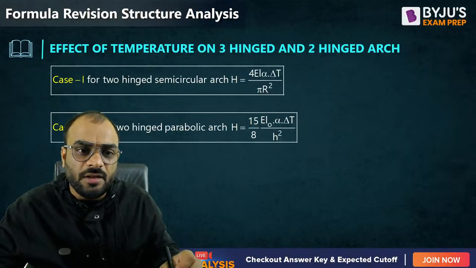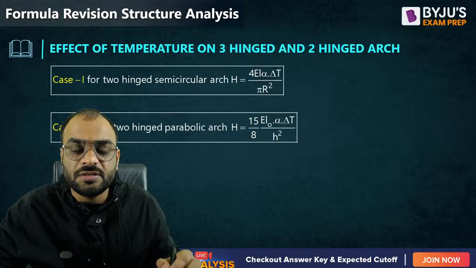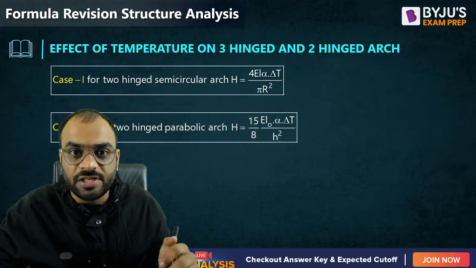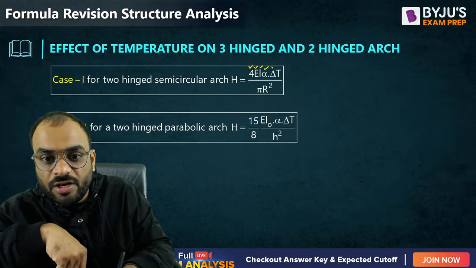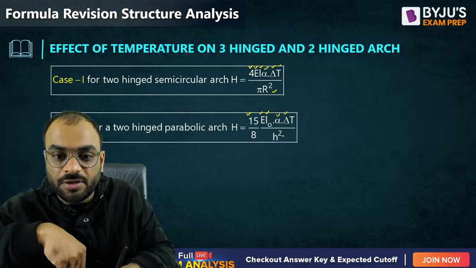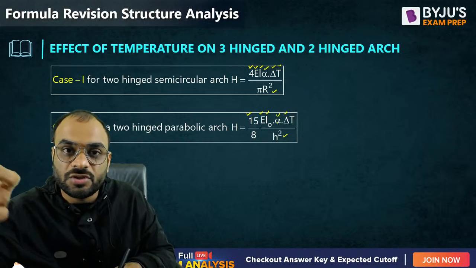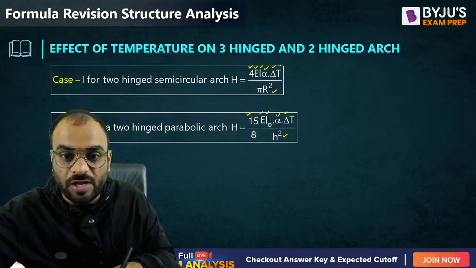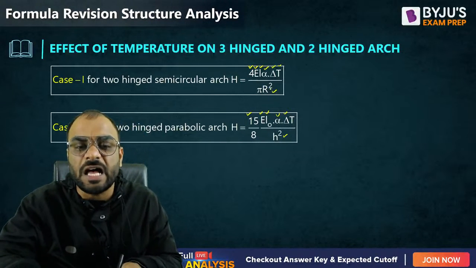Now guys, if you want to find out the horizontal thrust on two hinge semicircular arch and two hinge parabolic arch, then what should be the horizontal reaction due to the change in temperature? So please remember this formula. It is 4EI alpha delta T divided by pi r square, and this will be 15 EI alpha delta T upon 8H square, right. So children, what will you have here? Alpha is nothing but basically our coefficient of thermal expansion, and delta T is nothing but change in temperature. What is E? Young's modulus of elasticity. I is moment of inertia. H is our rise, right, and in this case r is basically the radius.